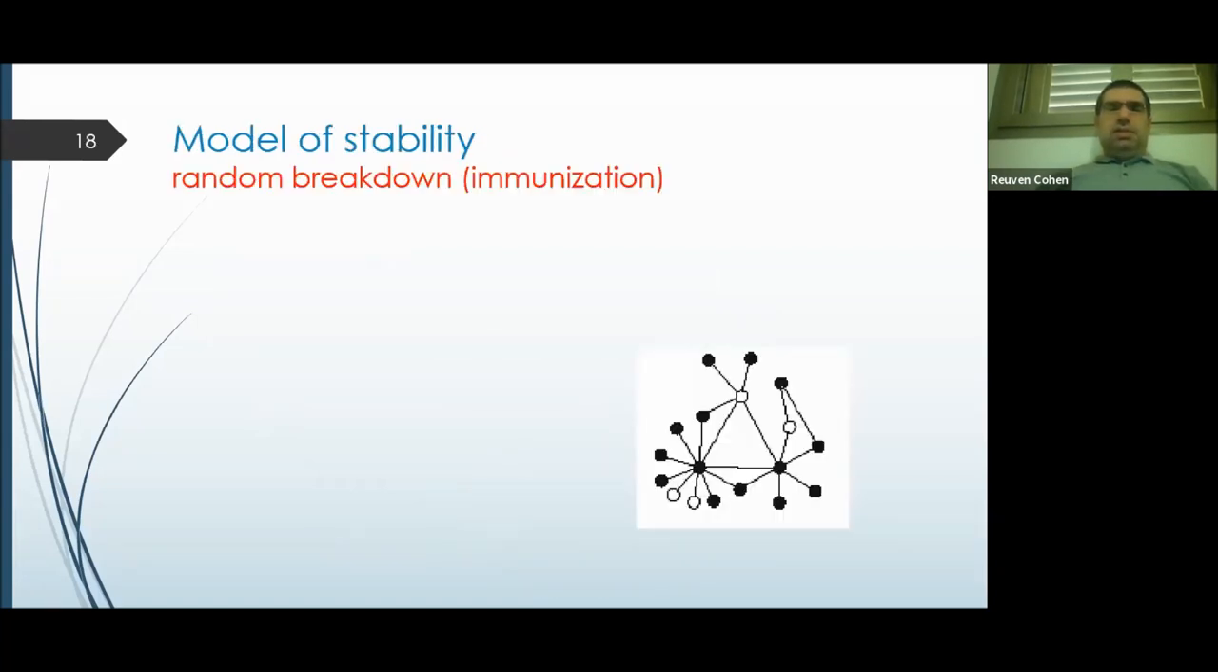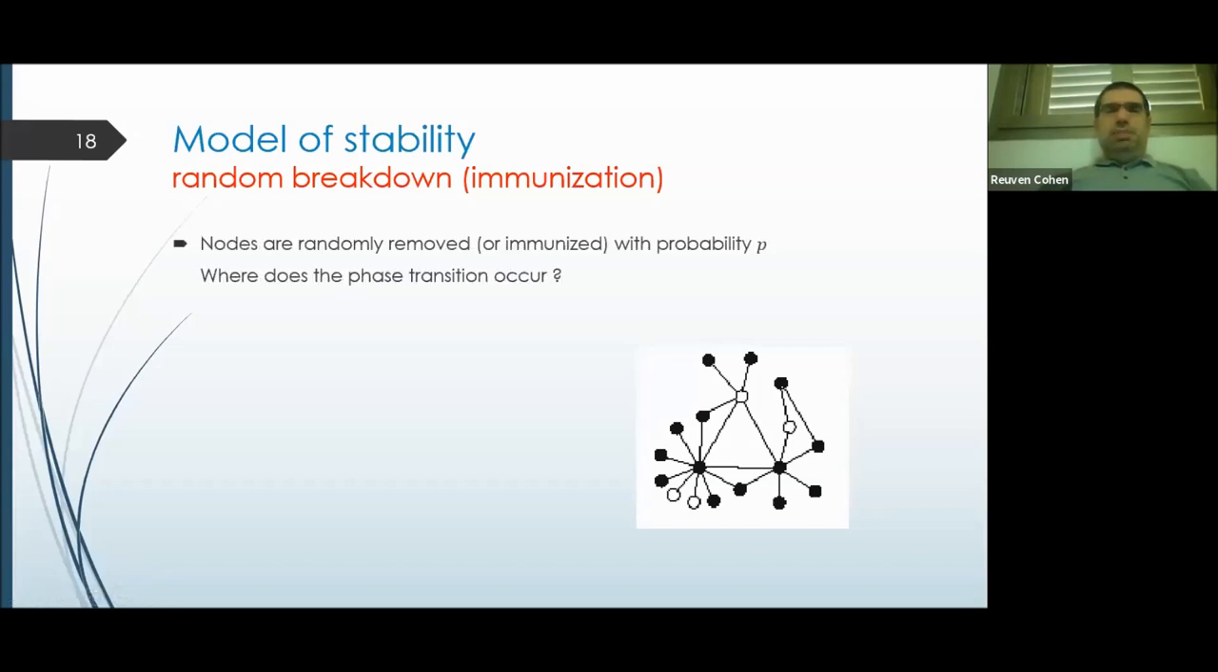So now let's ask, okay, we have a graph. We want to understand what happens when we immunize it, when we remove some of the nodes. For instance, in this case, we have a graph, and we removed some of the nodes randomly with some probability P. And then we ask, when does a phase transition occur?